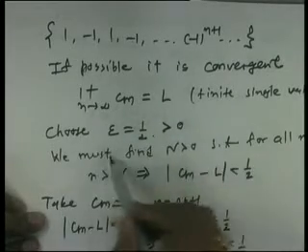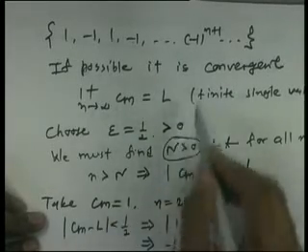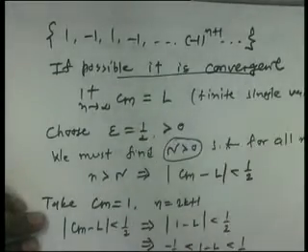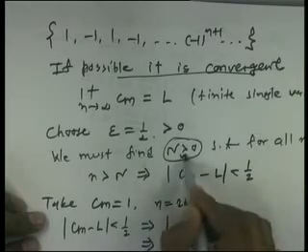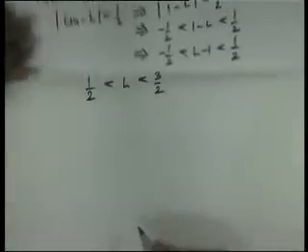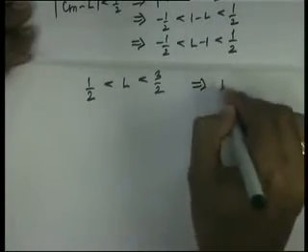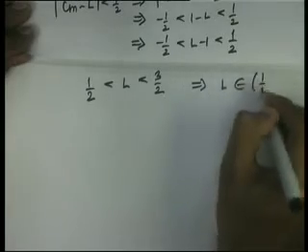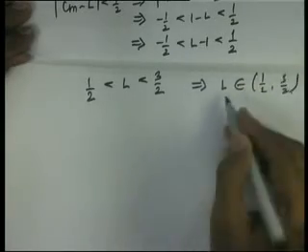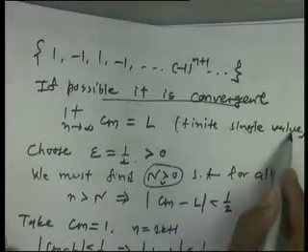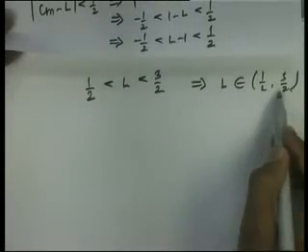As we had accepted that this is convergent, we have this capital N such that this happens, and therefore L belongs to the interval 1 by 2 to 3 by 2. This is a finite single value, and this finite single value belongs to the 1 by 2, 3 by 2 interval.